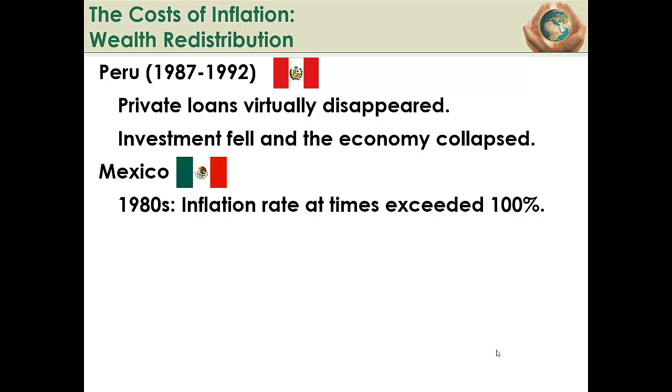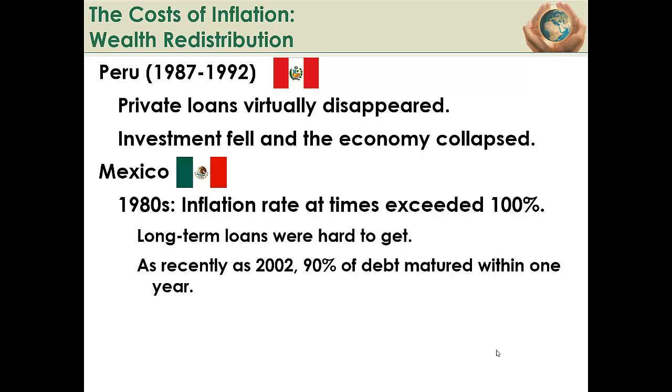Another example is Mexico. In the 1980s, Mexico had inflation rates that exceeded 100%. Long-term loans were hard to get. As recently as 2002, even 90% of debt matured within 1 year. People were not able to get a 30-year mortgage. There was just too much uncertainty about what inflation rates would be more than 1 year out, and so it was hard to get those sorts of loans. Most of the loans were written such that you had to repay the borrower within a year. So as you can imagine, if that's the case, people are not going to borrow a whole lot of money.